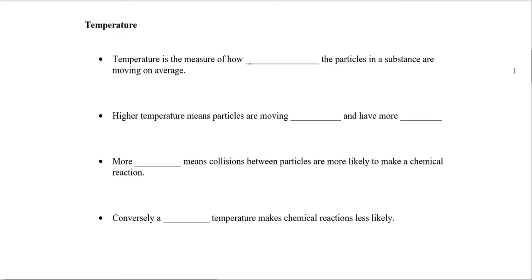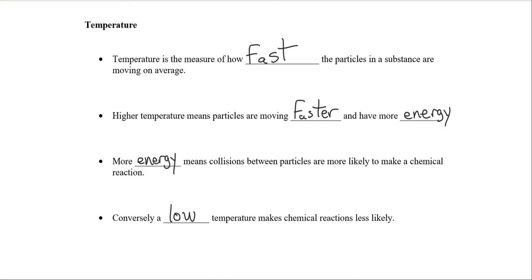Temperature is a measure of how fast the particles in a substance are moving, on average. Higher temperatures mean that particles are, on average, moving faster, and if they're moving faster, they have more energy. Now, more energy means the collisions between the particles are actually more likely to make a chemical reaction. And conversely, having a low temperature means they have less energy, and that makes chemical reactions less likely.